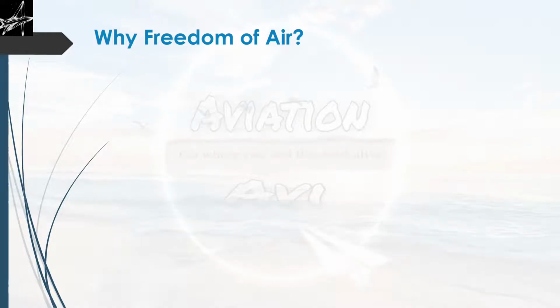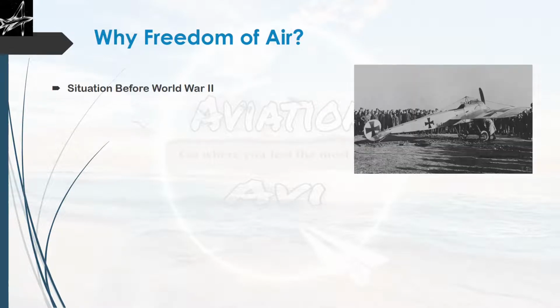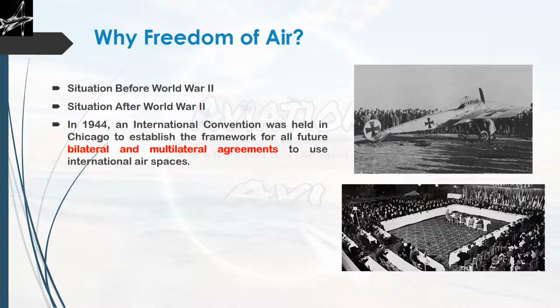How did freedom of air come into existence and why was it required? The situation before World War II was such that international air transportation was not a regular phenomenon. Thus, need was not felt to standardize or regularize such movements. But after World War II, as international air transport gained pace, there was need felt to regularize and standardize these movements. Thus, in the year 1944, an international convention was held in Chicago to establish the framework for all future bilateral and multilateral agreements to use international airspace.